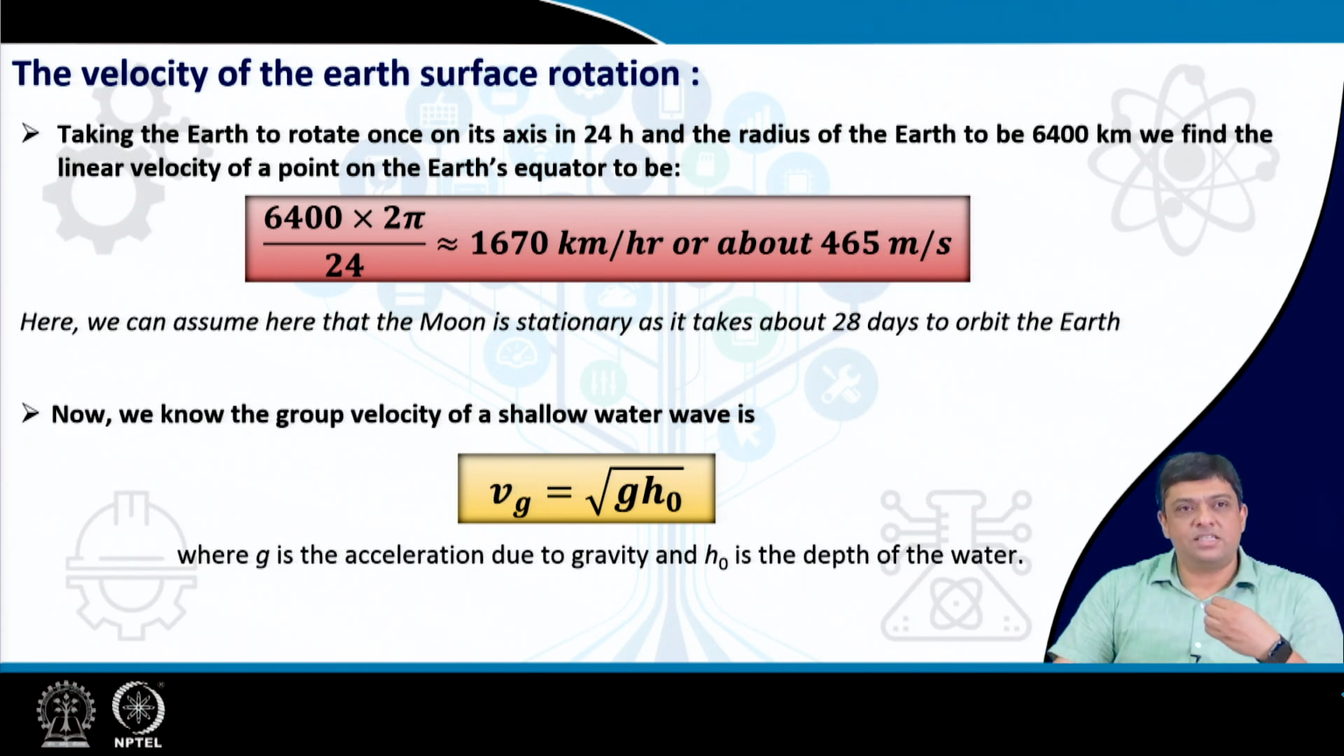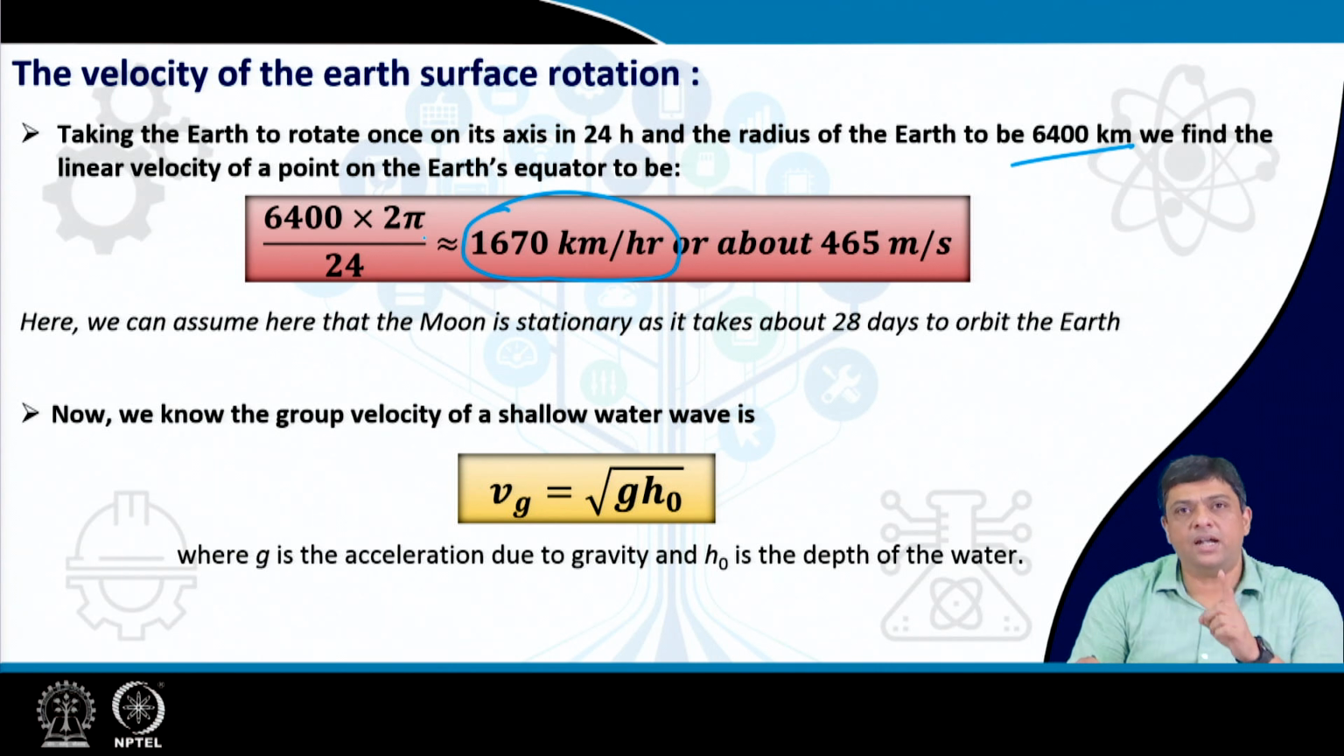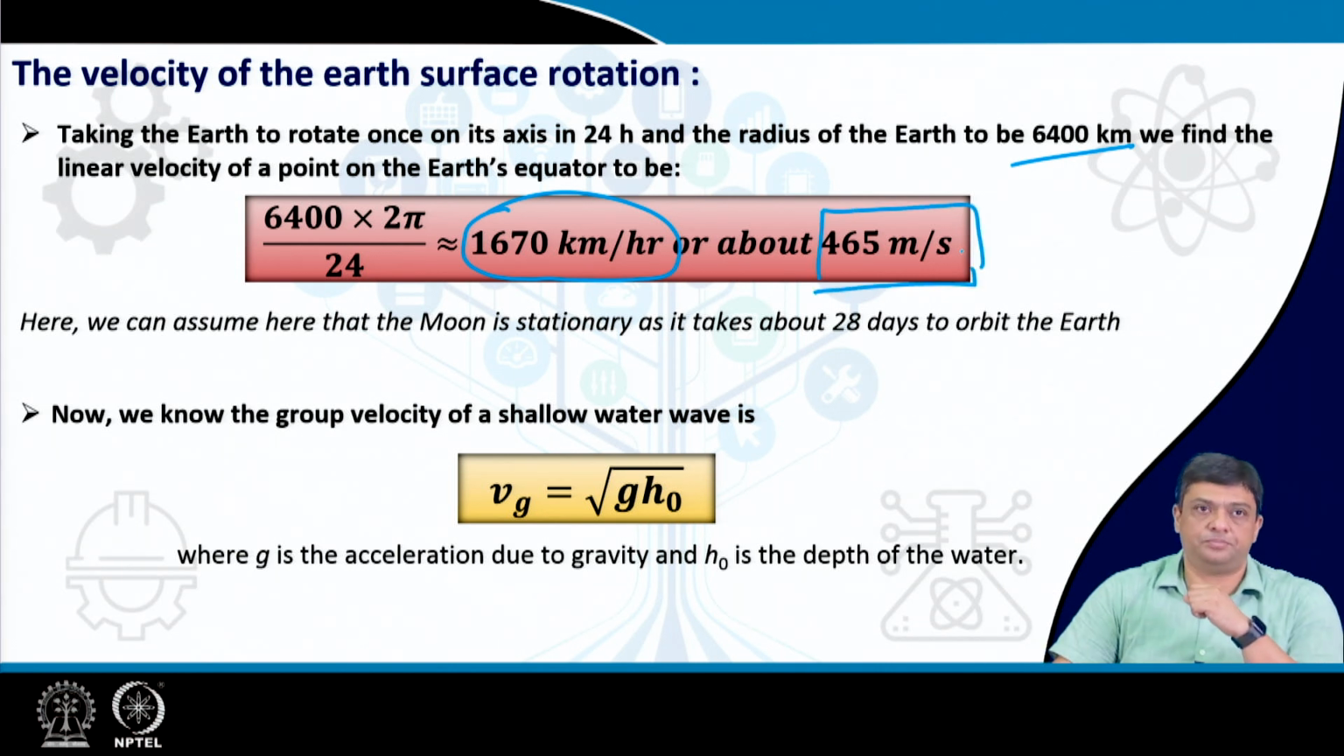Let us revise what is the velocity of a point on Earth's surface. Taking the rotation of the Earth around its axis to be 24 hours and the radius of the Earth to be approximately 6400 kilometers, we can calculate that the linear velocity of a point on the Earth's equator would be approximately what? It would be 1670 kilometers per hour, or that turns out to be 465 meters per second. Here we can thus assume that the moon is stationary as it takes about 28 days to orbit the Earth.